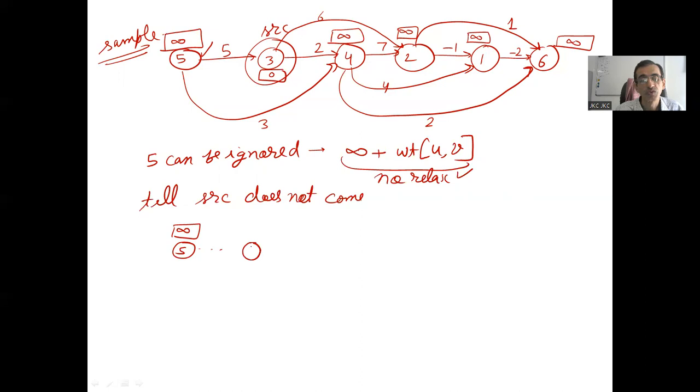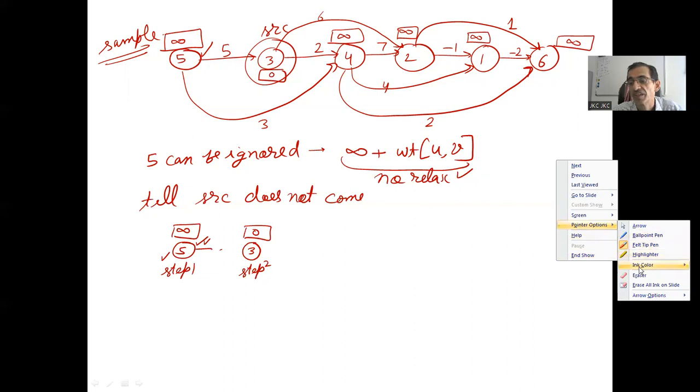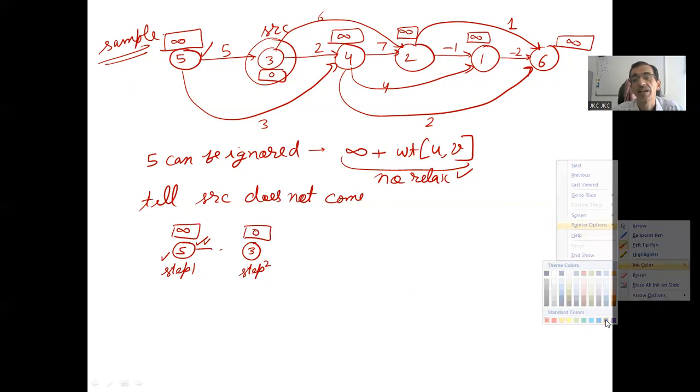Once we reach 0. So after 5 covered, now I select vertex 3. This distance is 0. So this was step 1. In topological order, nothing change will happen. Step 2, this selected. Step 2 will mean corresponding to 3, these outgoing edges are going to relax certain weights or certain distances. Let's see that.